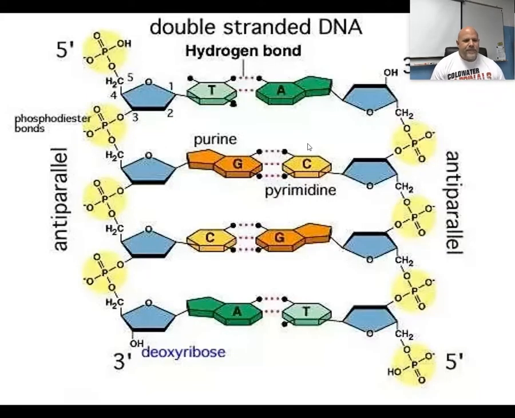They are combined. T always binds with A, and G always binds with C in our DNA format. And there's a reason for that. Thymine and adenine will form two hydrogen bonds, and guanine and cytosine form 3 hydrogen bonds. And it all has to do with their molecular structure.